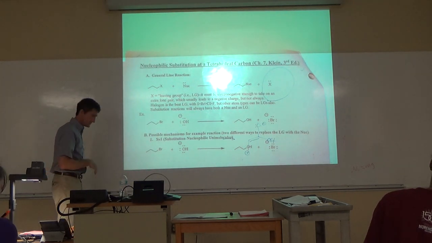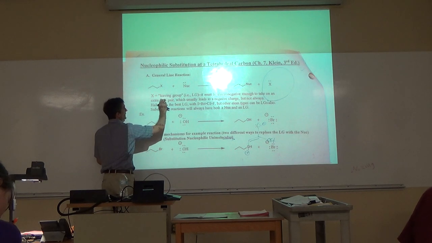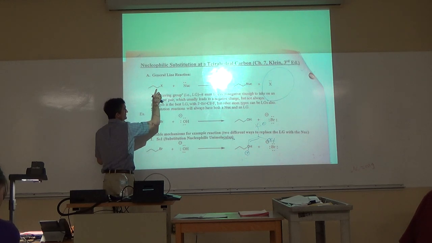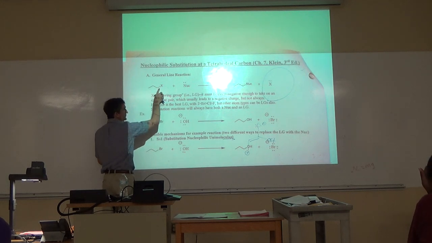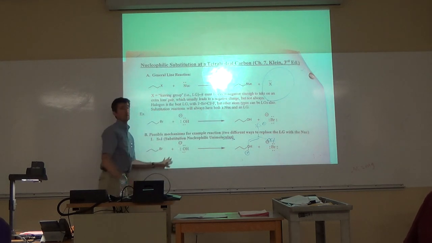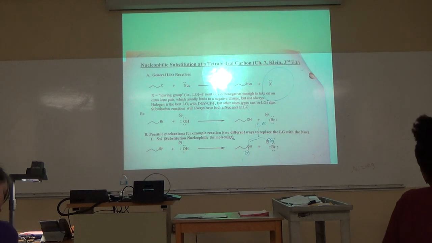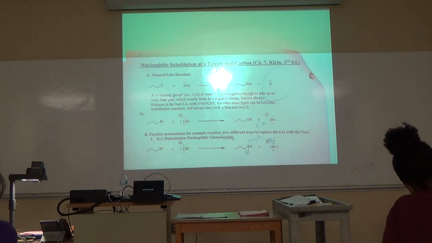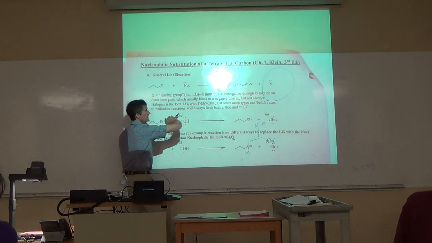General reaction. We're going to have a leaving group on a tetrahedral carbon. X is the leaving group. I call it LG. This is replaced by a nucleophile. A nucleophile typically is going to have a lone pair. A nucleophile is going to be high electron density. It likes a nucleus. Nucleus is positively charged. Something that likes a positive charge, something that's negative. It doesn't have to be formal negative, it can just be high electron density. The nucleophile replaces the leaving group.